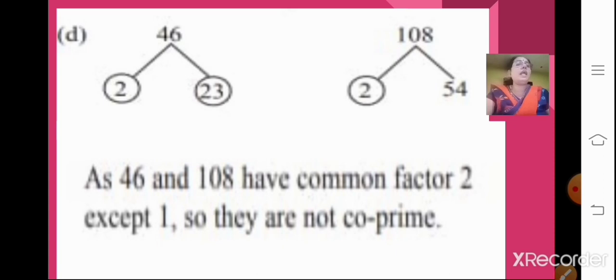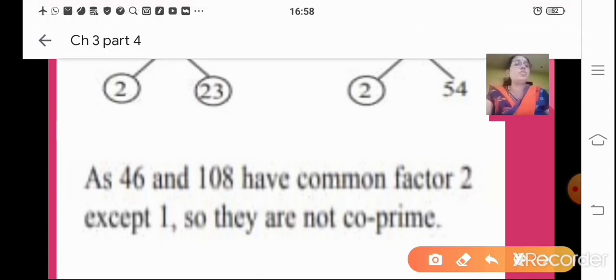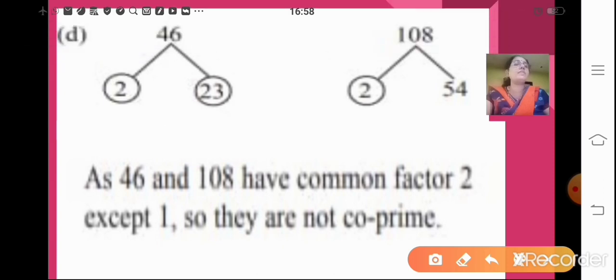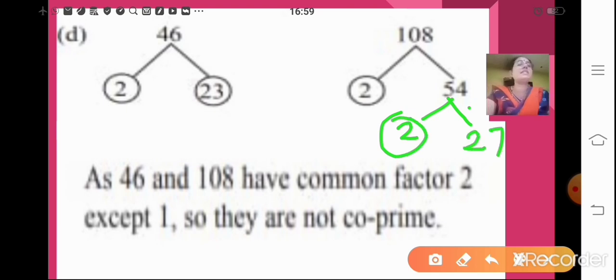Again, in the number 108, if we start with the number 2, 2 54s are 108. 54 is a composite number, so this can be divided further. If we take 2, 2 2s are 4, 2 27s are 54. Again 27 is divisible by 3. You can just go on dividing till you get the last number as 1 or a prime factor.